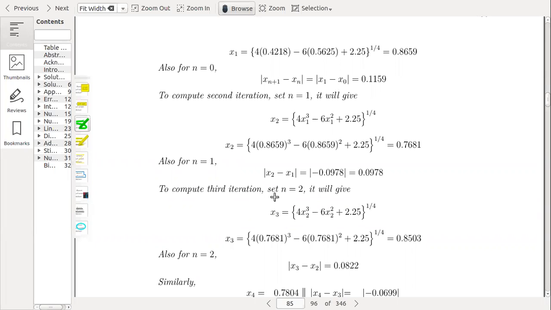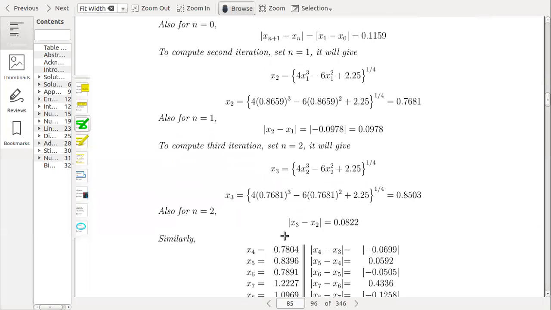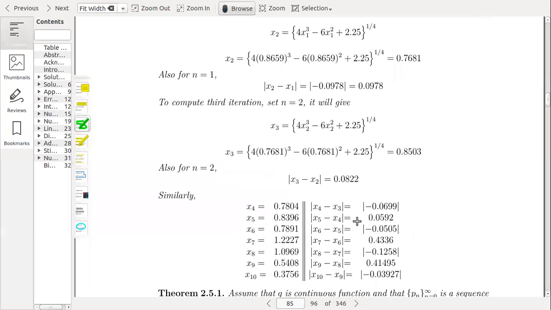To compute the third iteration, set n equal to 2. It will give x3 equal to (4x2^3 minus 6x2^2 plus 2.25) whole power 1 by 4, which is equal to 0.8503. Also for n equal to 2, x3 minus x2 is equal to 0.0822.